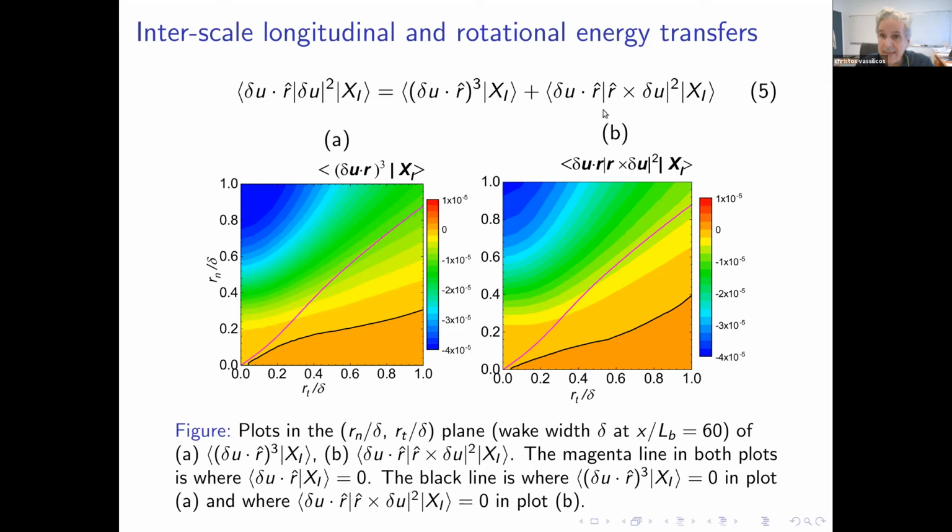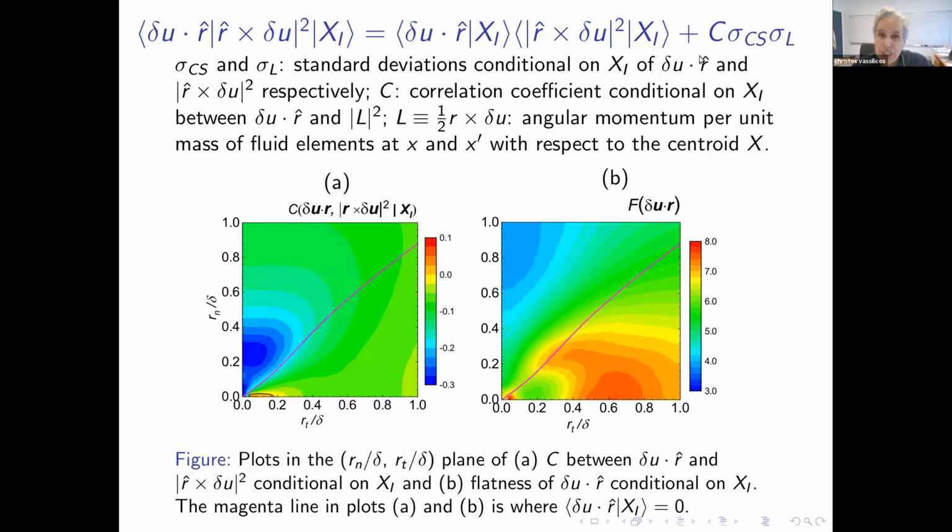Here it is, decomposed even further by using the correlation coefficient conditional on being on the interface between delta U dot R hat, which is this term which says if I'm stretching or compressing, and L squared, where L is the angular momentum per unit mass of the fluid elements at the two points I'm considering with respect to the centroid. And therefore, the sign of this is also playing a role, and here is the sign of that. Normal to the interface it is actually negative, particularly at scales not too large. By the way, the Taylor microscale is about here. And it's weakly negative nearly everywhere.